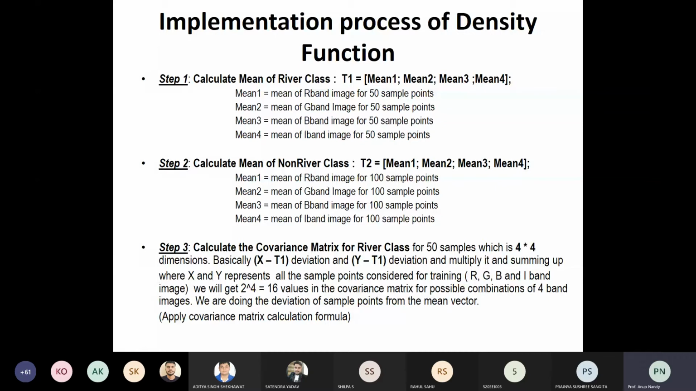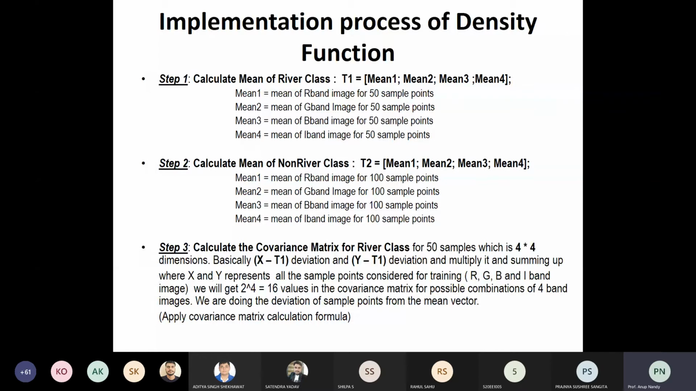Now basically you know the meaning of variance and covariance. We have taken an example in the first, height and weight of a person, and I already demonstrated with some different figures. Now basically x minus mean deviation and y minus mean deviation, you have just multiplied and summed up, where x and y represent all the sample points considered for training.